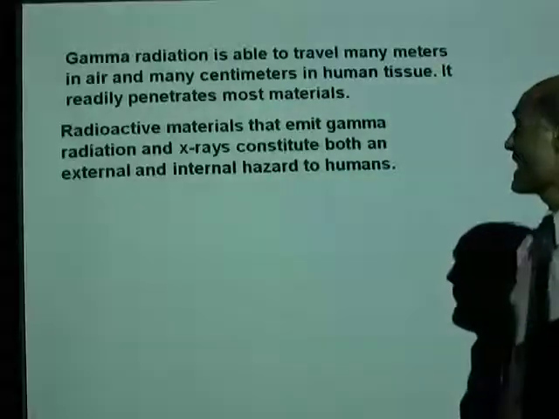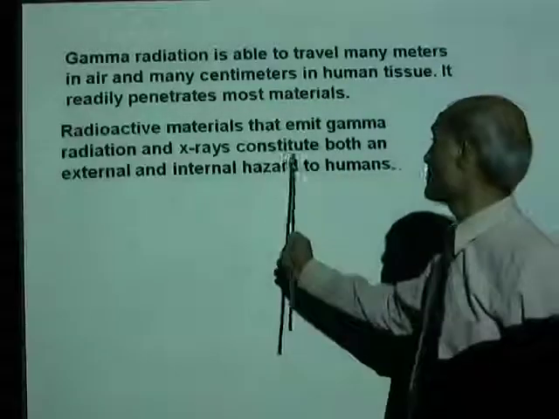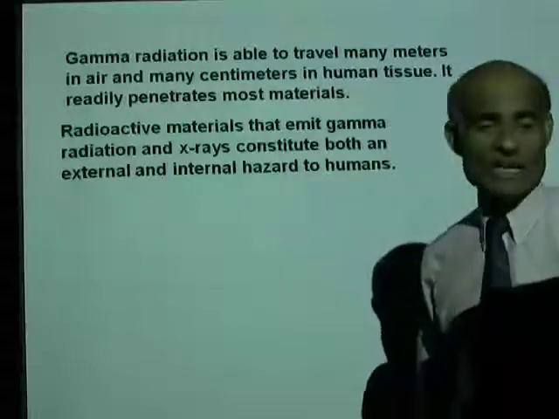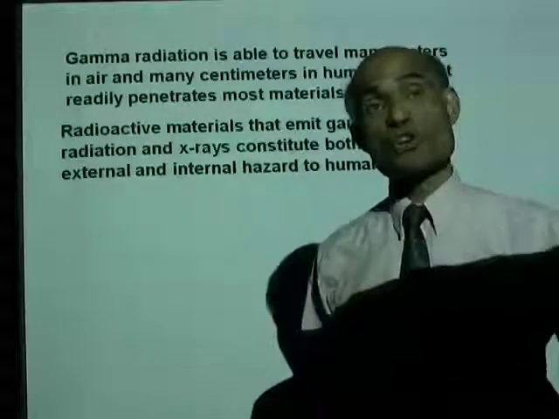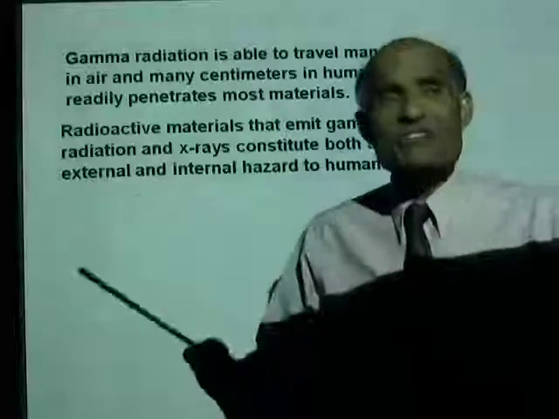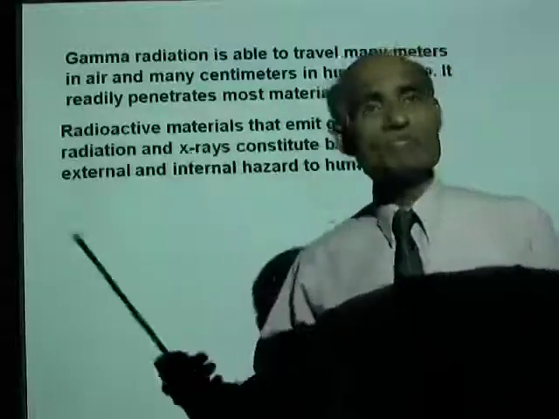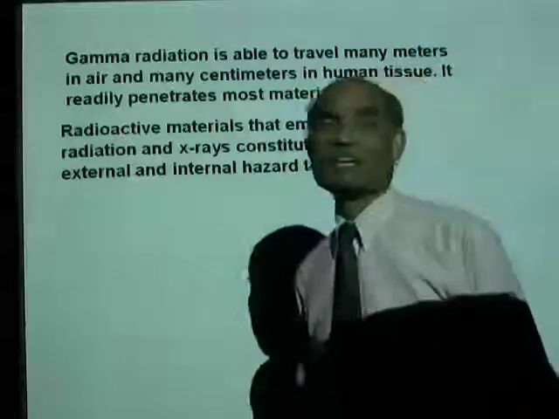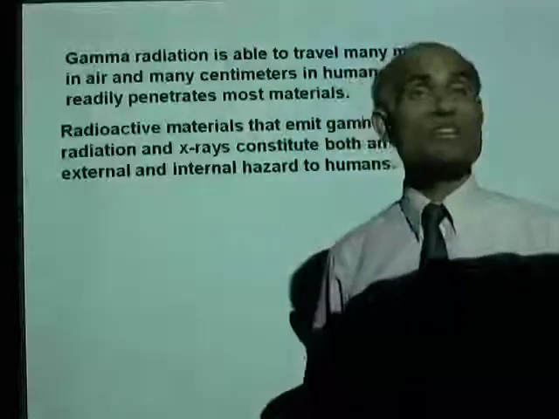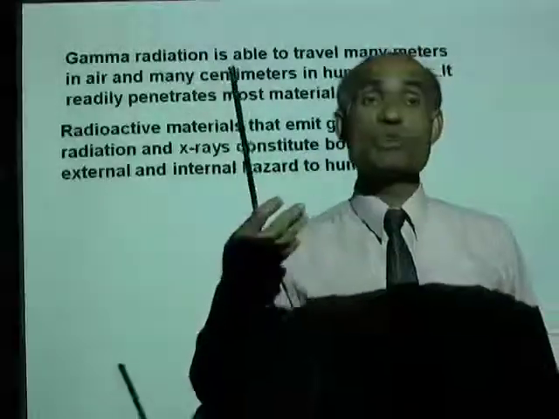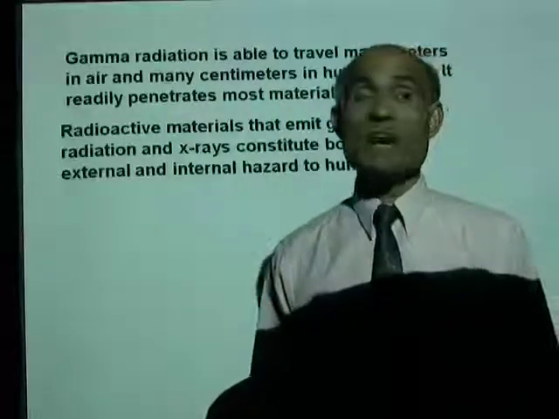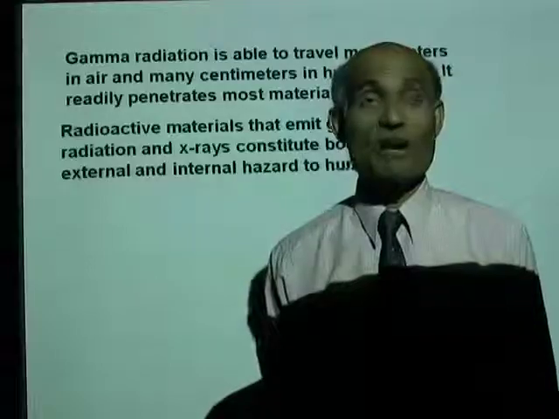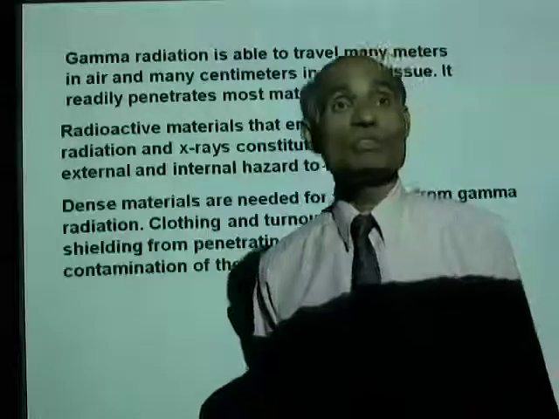Now, radioactive materials that emit gamma radiations and X-rays constitute both external and internal hazard to humans. So when we talk about the hazardous radiations, mostly we are talking about gamma and X radiations, which are very harmful to the human tissues. Well, that doesn't mean the other radiations are not. Alpha and beta are also damaging.